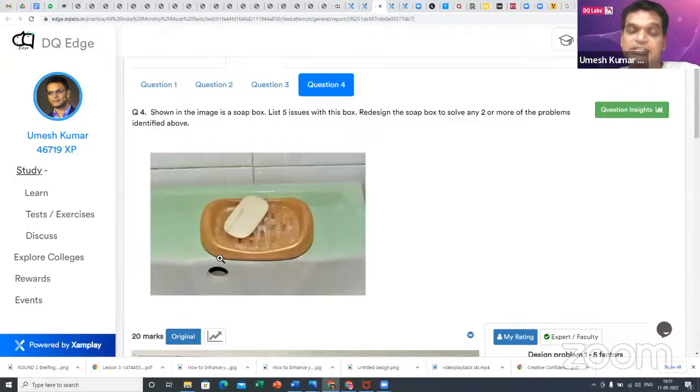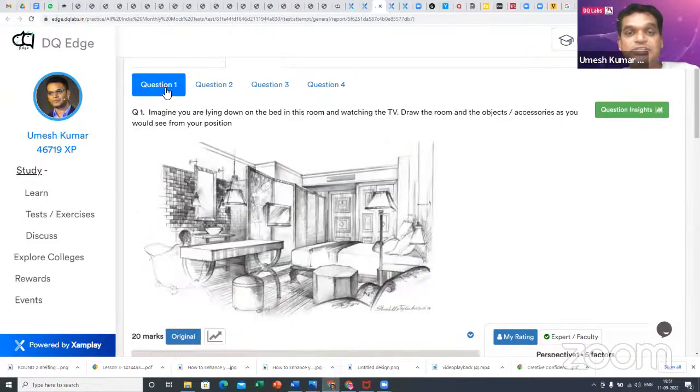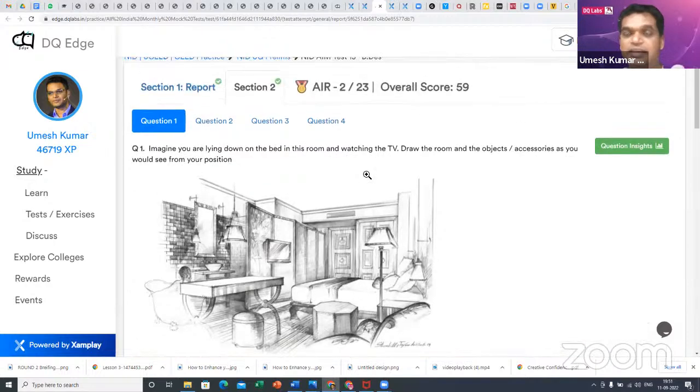There is an image that is given which talks about a certain object, and there are some issues with that object. You need to list down those 5 issues, and then redesign to solve any 2 or more of the problems you have identified above. All right. So these are the 4 questions that were asked in the NID AIM 30.